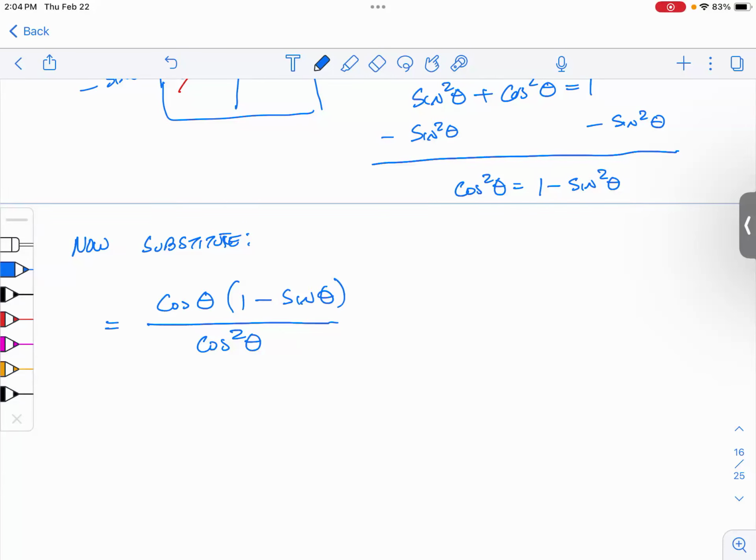And then, all right, I see a cosine on top, I see a couple of cosines on the bottom. That will cancel with one of those, because remember cosine squared theta means cosine theta times cosine theta. And then that leaves us with, I believe that was the other side. Now, notice what I'm doing each time, okay?